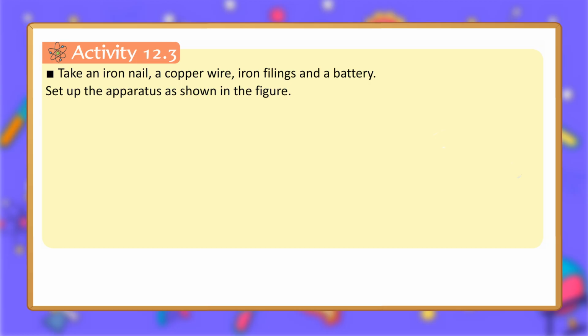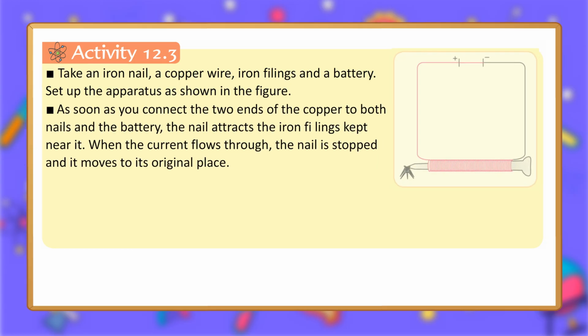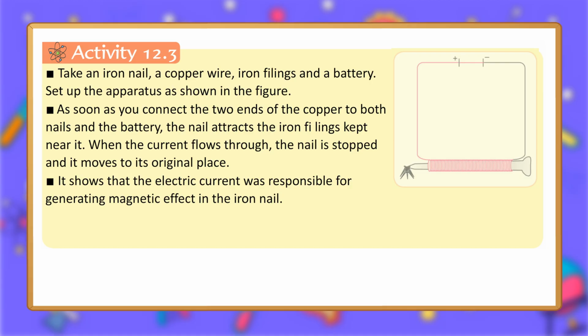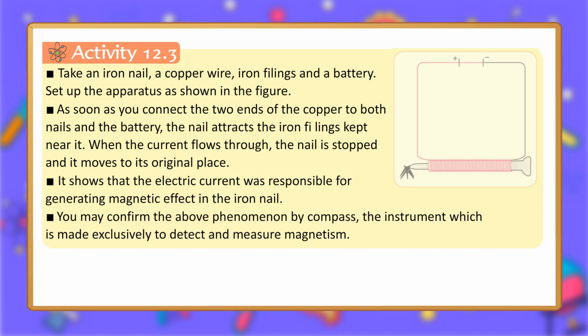Activity 12.3. Take an iron nail, a copper wire, iron filings and a battery. Set up the apparatus as shown in the figure. As soon as you connect the two ends of the copper wire to the nail and the battery, the nail attracts the iron filings kept near it. When the current is stopped, the filings fall and the nail returns to its original state. It shows that the electric current was responsible for generating a magnetic effect in the iron nail. You may confirm the above phenomenon by a compass, the instrument which is made exclusively to detect and measure magnetism.